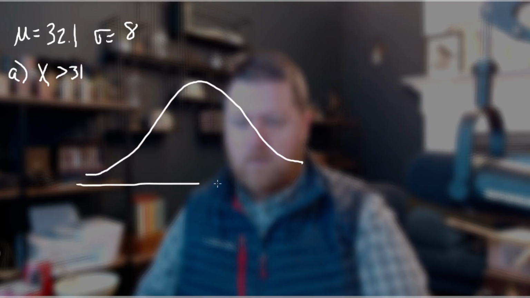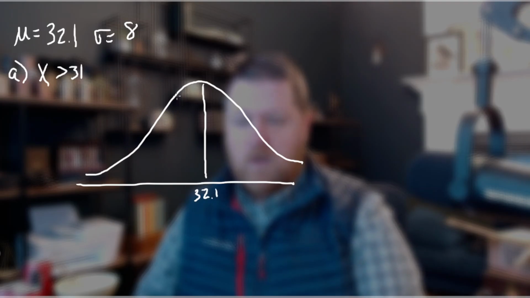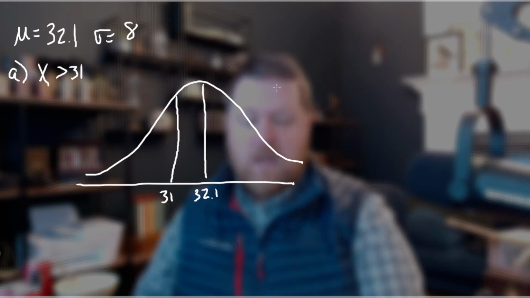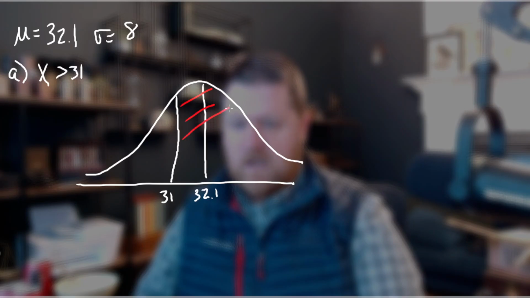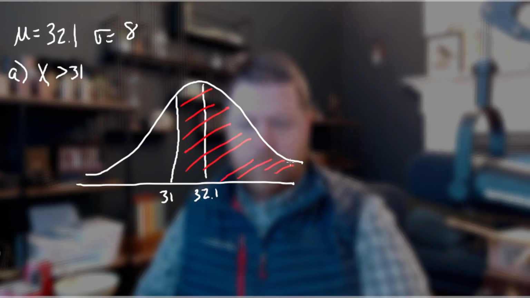Okay, so let's draw our picture. You'll see this is going to be a really quick problem to work. This is 32.1. Here is 31. Wow, that's a wonky line there, isn't it? It's kind of going all over the place. And then we're going to shade the area that we want to find. I'm going to color it red here. And we want to find all this area over here, the area greater than 31.